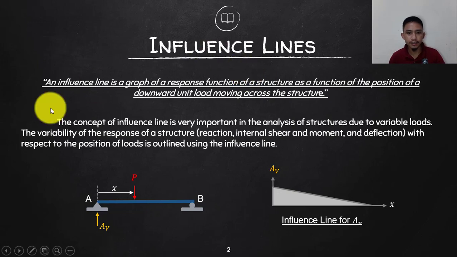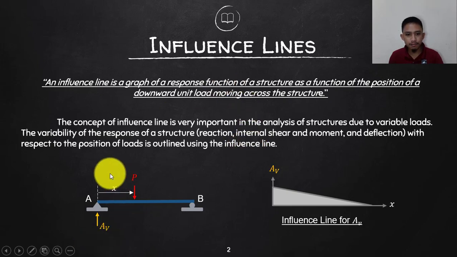The influence line shows the variability of the response of a structure. If we say response of a structure, we are talking about the reaction, or it could be the internal reactions, those are the internal shear and the internal moment. Or we could also be talking about the deflection. So those are the responses of structure that we are talking about. The variability of that response with respect to the position of load is outlined using this influence line.